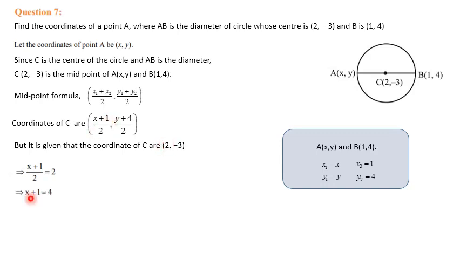Then when you cross multiply it, x + 1 is equal to 2 into 2. 2 into 2 is 4. That is x + 1 is equal to 4, the 1 will go to the right side. That is 4 - 1, that is equal to 3.